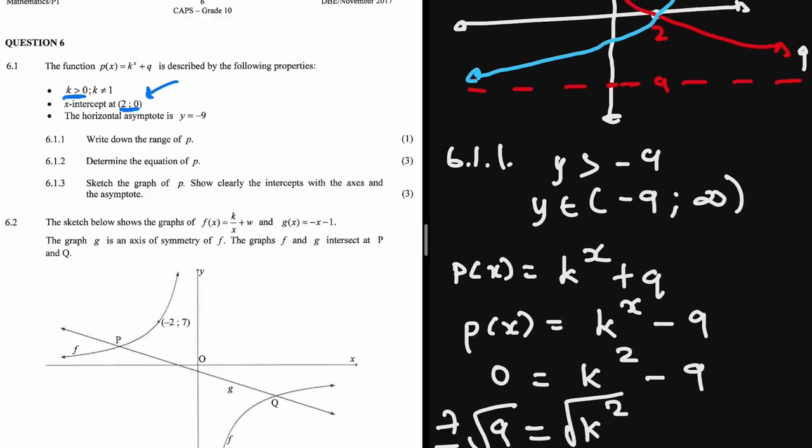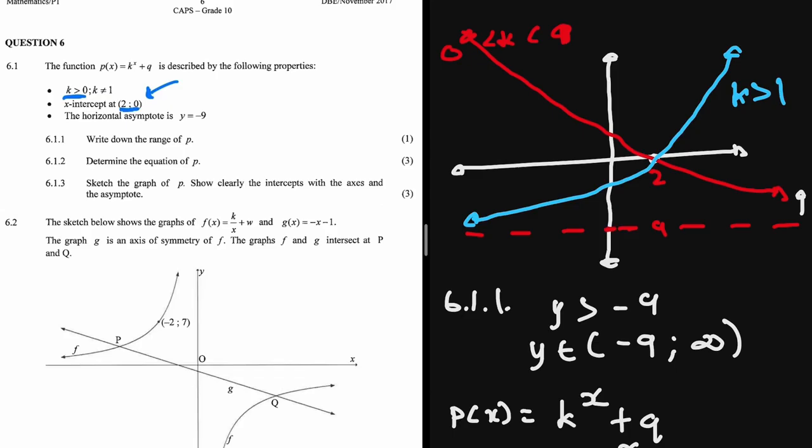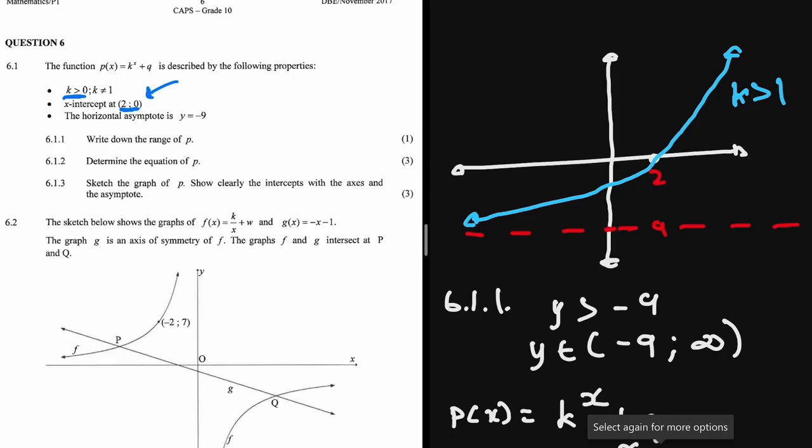So if I can go up here, that means the solution is not going to be the graph of the red color here, because this is for a decreasing function. That means the graph that we have is going to be a graph that is looking like that, which is an increasing function because the value of k is greater than 1.